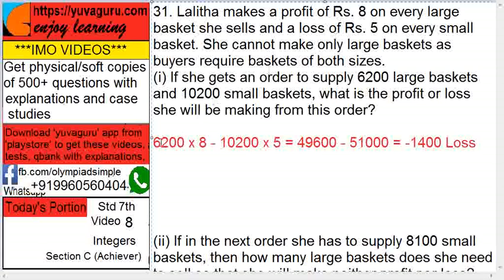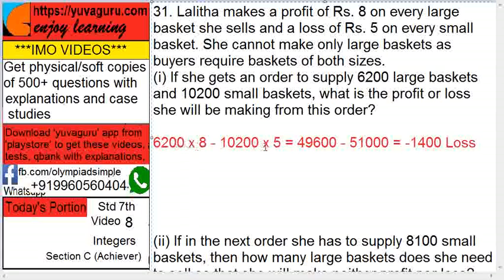For 6,200 large baskets, she will make a profit of rupees 8 on each basket. So total profit of 6200 baskets is 6200 into 8. Now on each small basket, she makes a loss of 5. So for 10,200 small baskets, the loss will be 10,200 into 5.